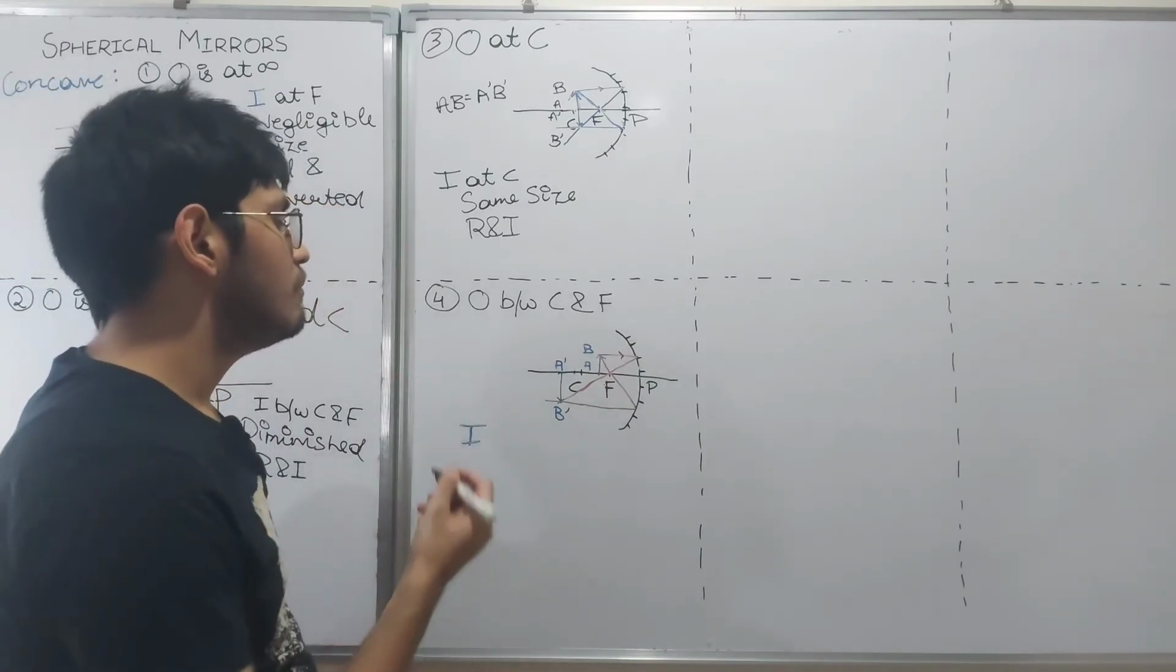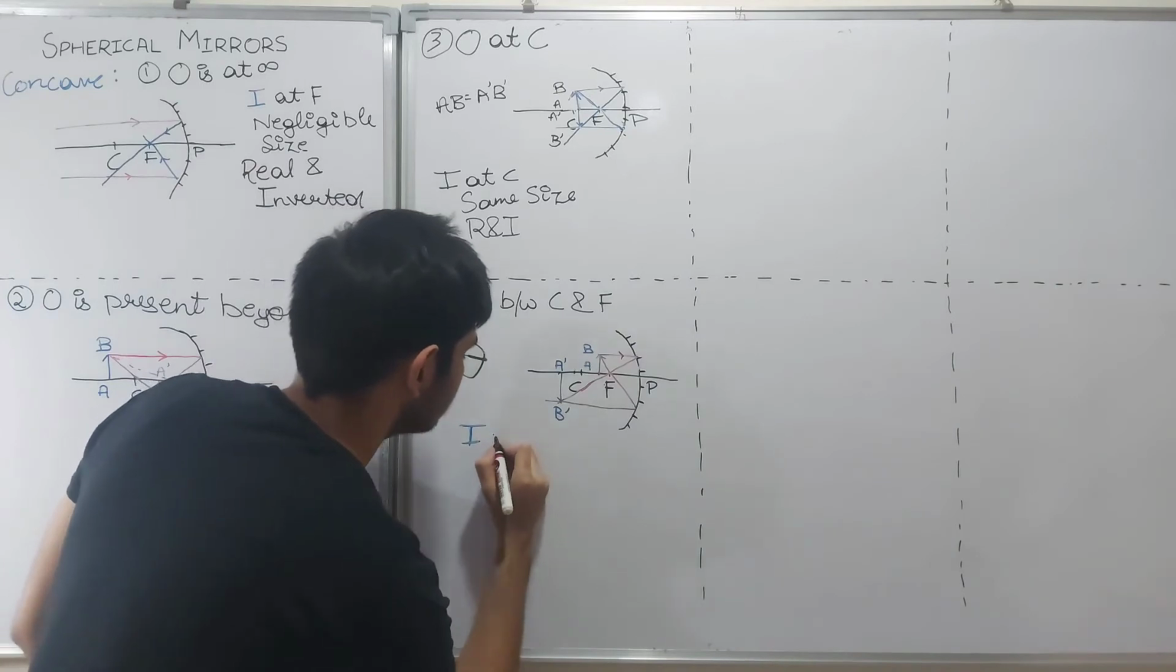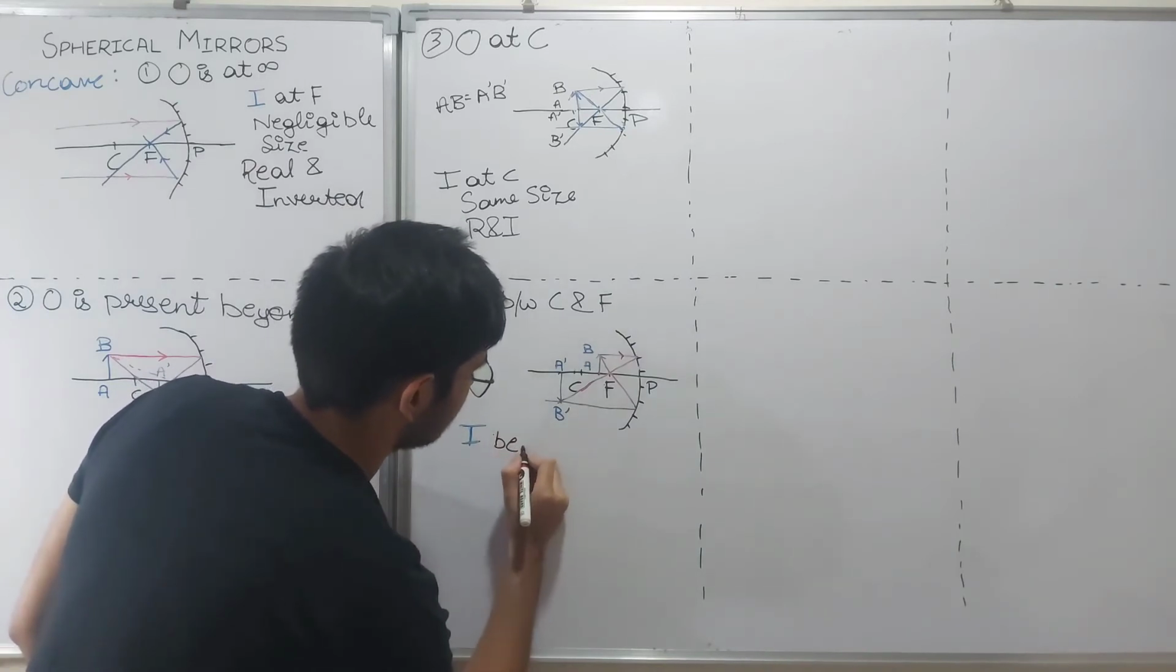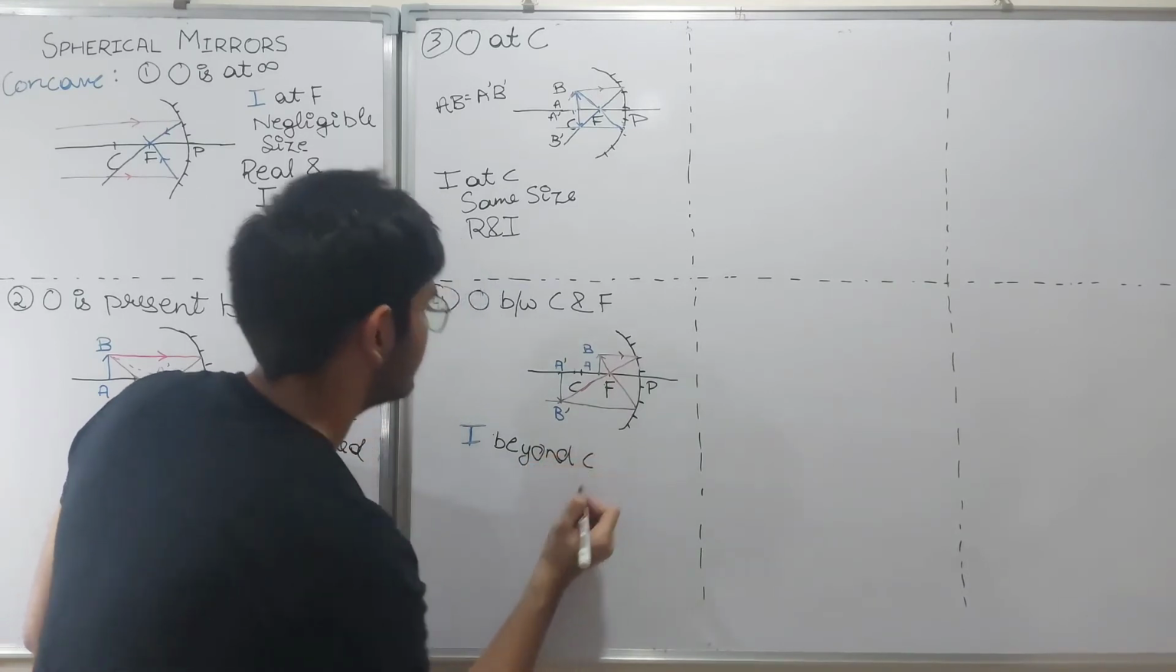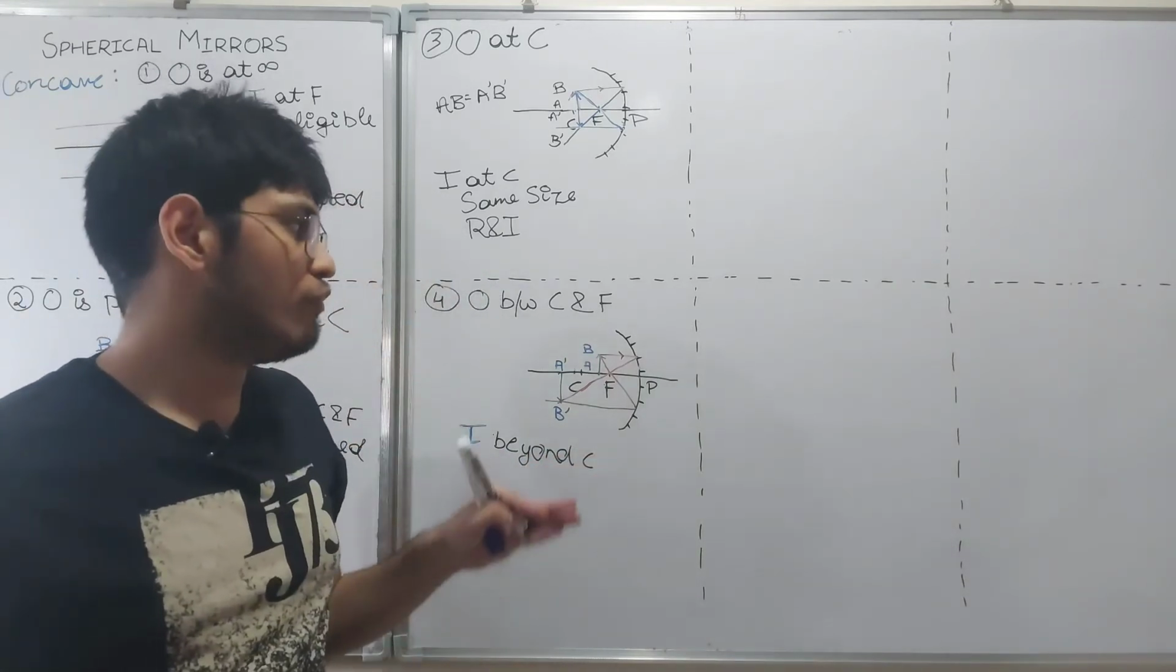What is happening here? The image formed is beyond C. Okay, image formation is beyond C. First point, I think it might be clear to you. Now the next point. What is the next point?